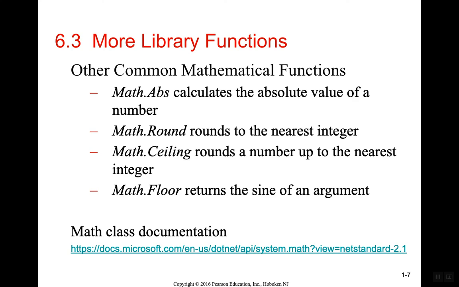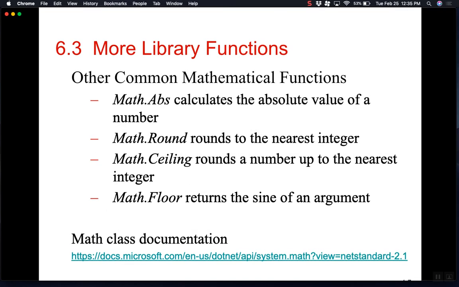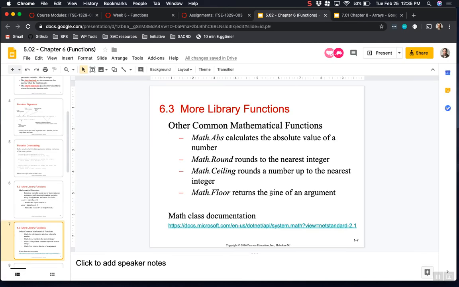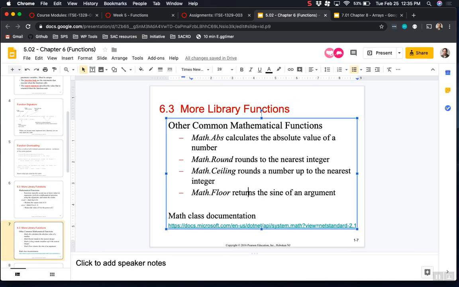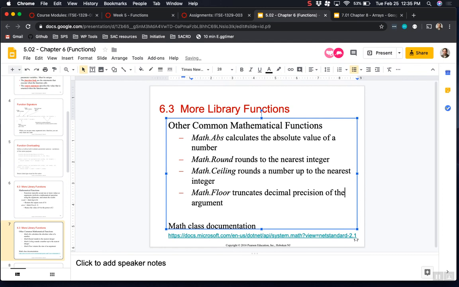Okay, we have other mathematical functions: absolute value, Math.Round, Math.Ceiling, Math.Floor. These are all built-in functions. Math.Floor actually does not return the sign of an argument. This truncates the decimal precision of the argument. It's kind of like round down.